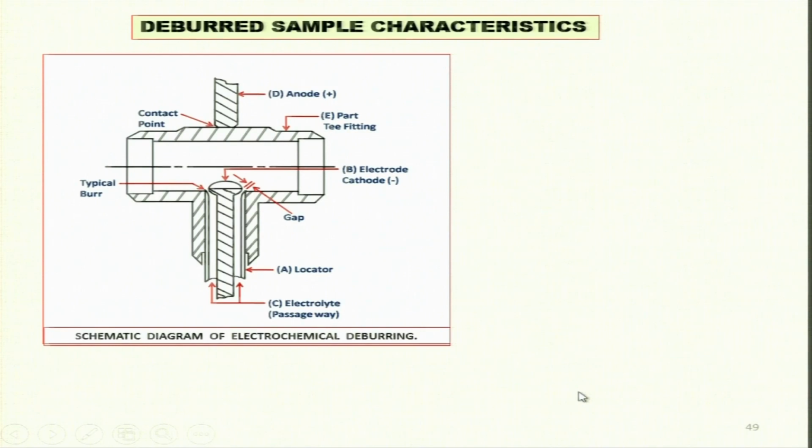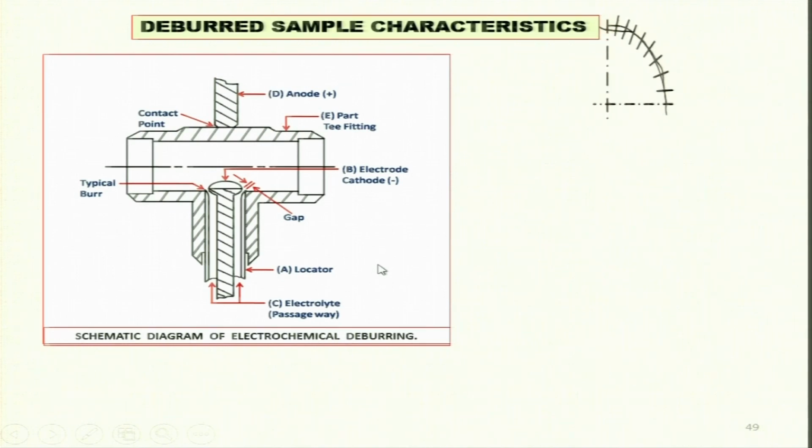Deburred sample characteristics, again almost the same thing which is being shown over here. This is a typical burr, you can see over here. This is the gap, this is the part fitting over here, this is the anode, contact point is there, and other things we have already seen.